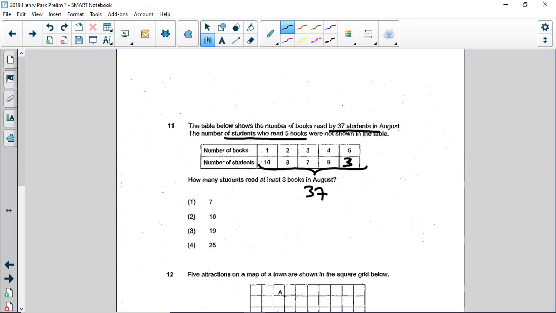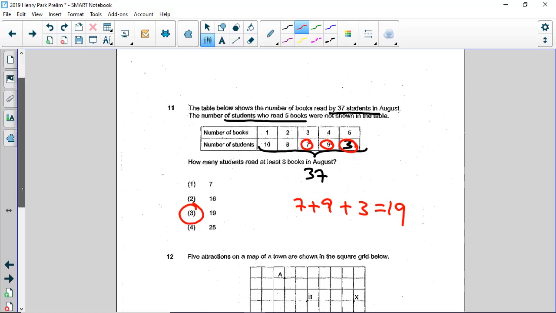So how many students read at least 3 books? At least 3 books means you have to look at 7, 9, and 3. These are the students who read at least 3 books. So 7 plus 9 is 16, 16 plus 3 will be 19. So you have 19 students who read at least 3 books. Right? All right, now let's go to number 12, angles.